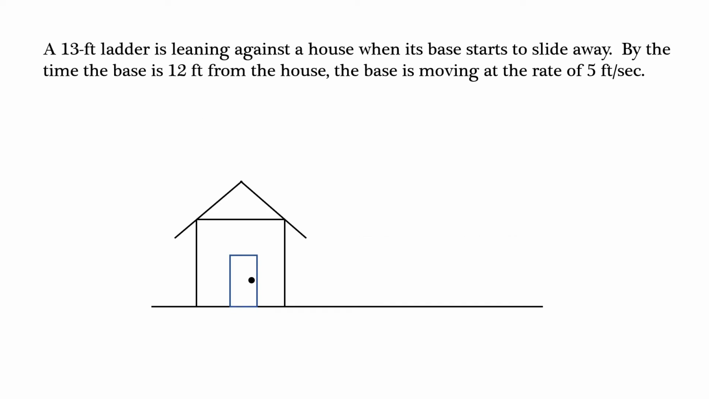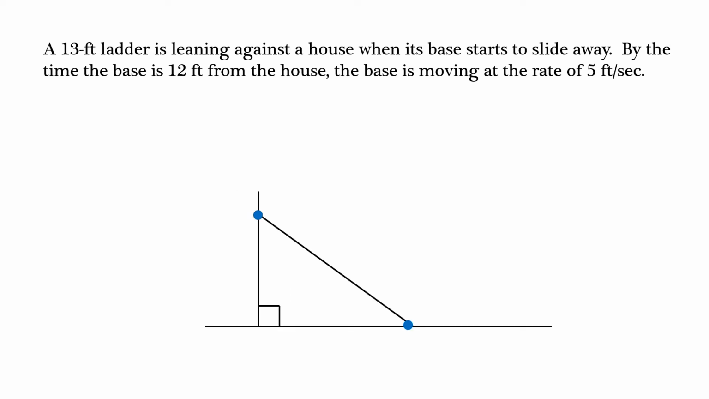So here's an illustration of a house, and there is a ladder leaning against its wall. The base of this ladder is sliding away from the wall of the house, and the top of this ladder is sliding down the wall of the house. I'm going to create another illustration that focuses only on the ladder, the wall, and the ground. Of course, we have to assume that the wall of the house is perpendicular to the ground.